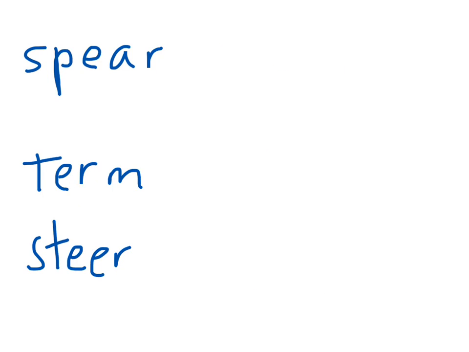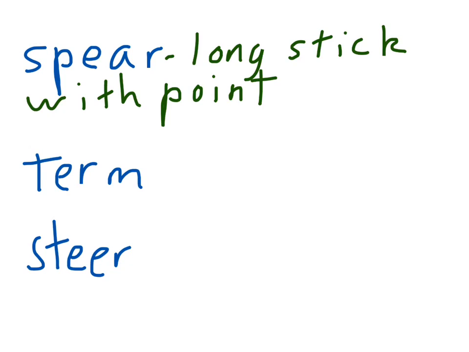Okay, let's just do a few more. A spear is a long stick with a point on the end, and you throw it for hunting or even for a war in the old days. So imagine something like this made out of wood with a pointy end, and they'll throw it at an animal or in a war at the other guys. That's a spear.